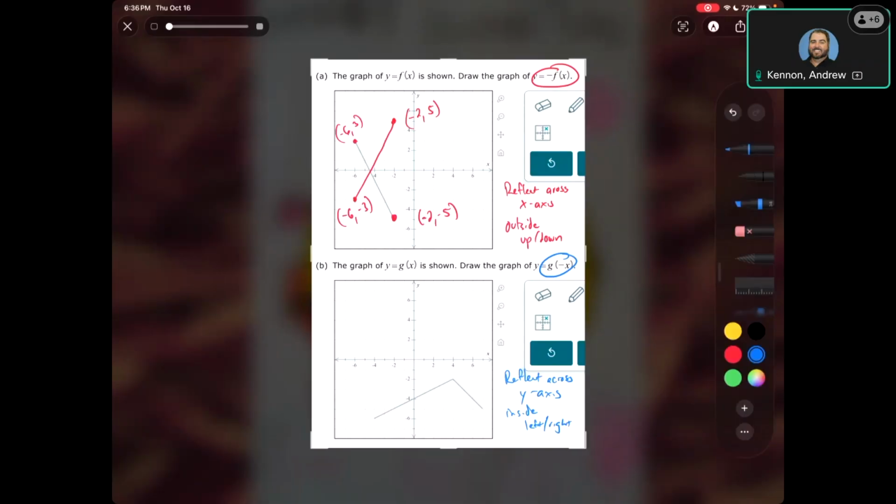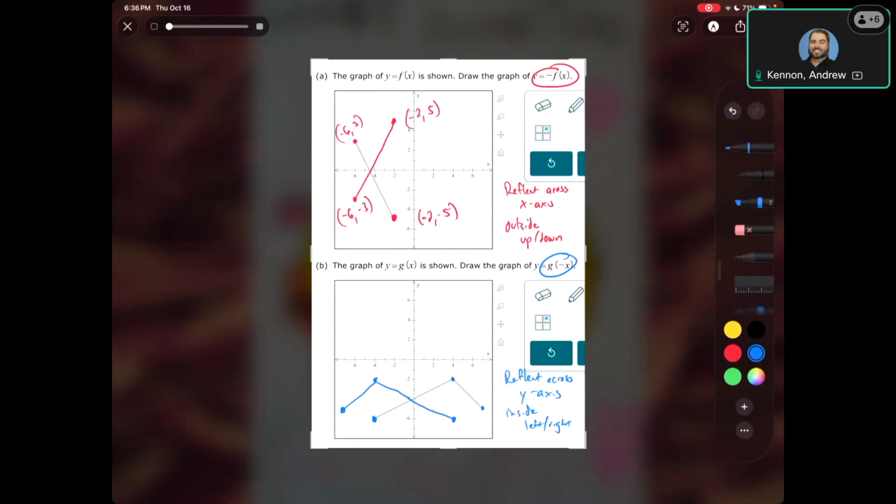So on this one, I'm going to say this is 4 to the left, so I'm going to move it 4 to the right. This one's 4 to the right, so I'm going to move it 4 to the left. This one's 7 to the right, so I'm going to move it 7 to the left. And that will make my graph.